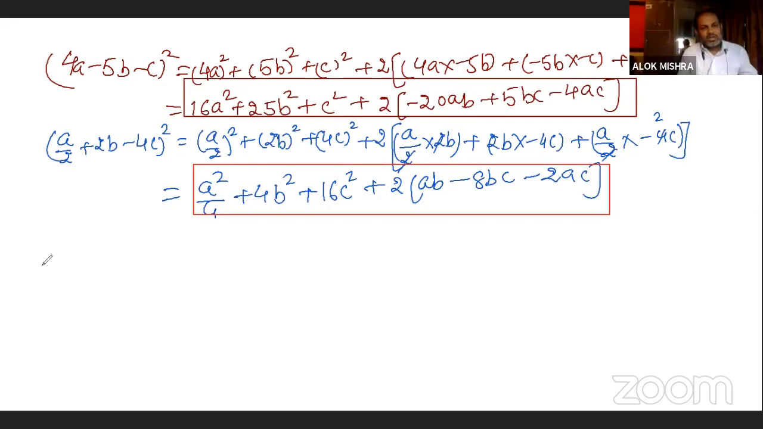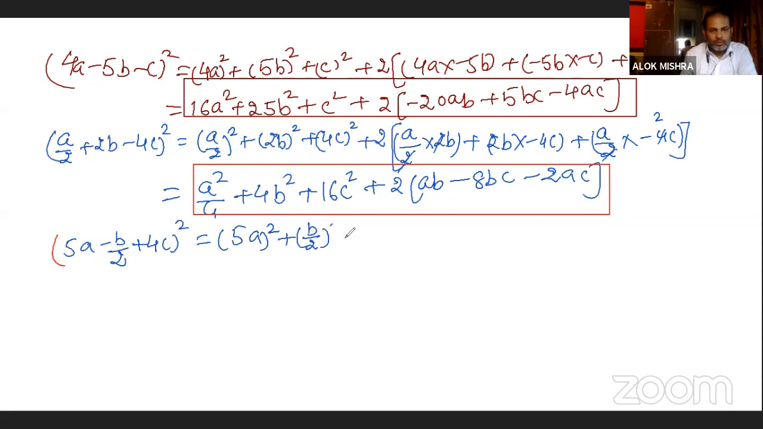The third one, that is the last of this particular type. I have the question as 5a minus b upon 2 plus 4c the whole square. So what do I get? Expanding in the same format, 5a the whole square plus b upon 2 the whole square plus 4c the whole square.